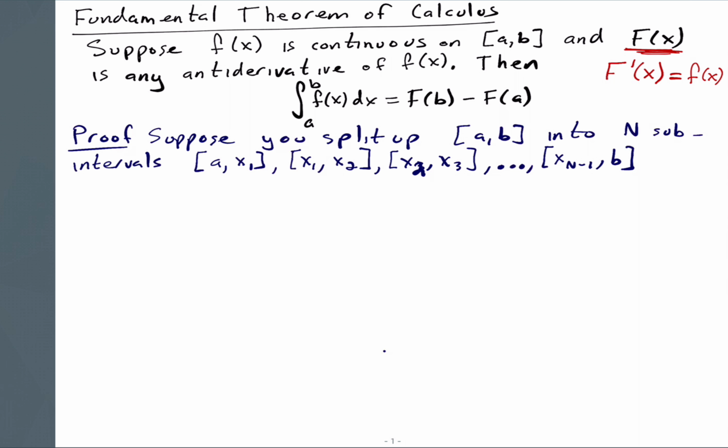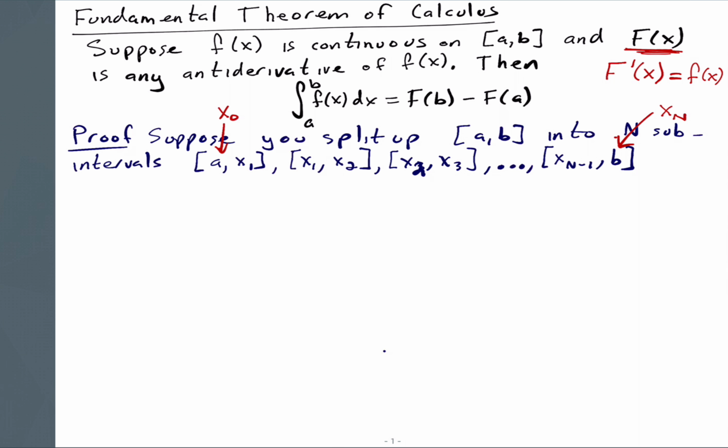And then you might note a is our x sub 0 that we normally write down. And then what would b be? b would be x sub n, right? This is the very last one.